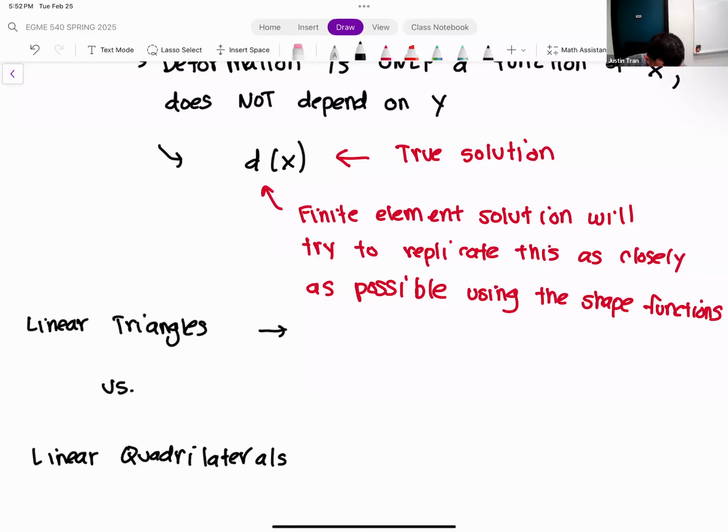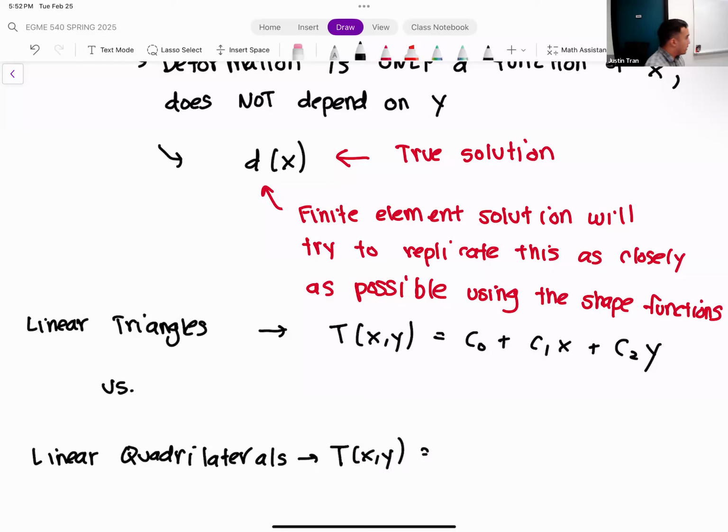Okay, so the shape function for linear triangles from last time is C0 plus C1x plus C2y. So we have three terms in our shape function for the linear triangle because we have three nodes, three vertices, and so we have a constant term, a linear term in x, and a linear term in y. For linear quadrilaterals, the function of x and y looks very similar, except we have the addition of that pseudo-linear term, the cross term.